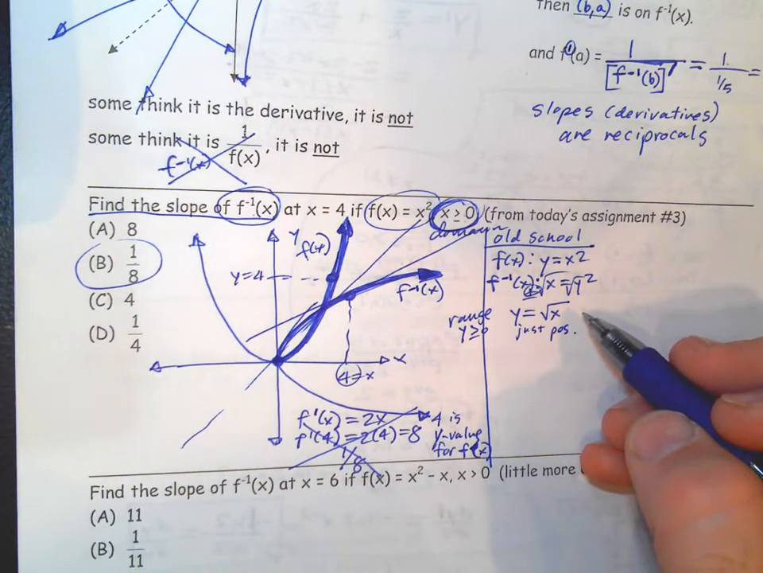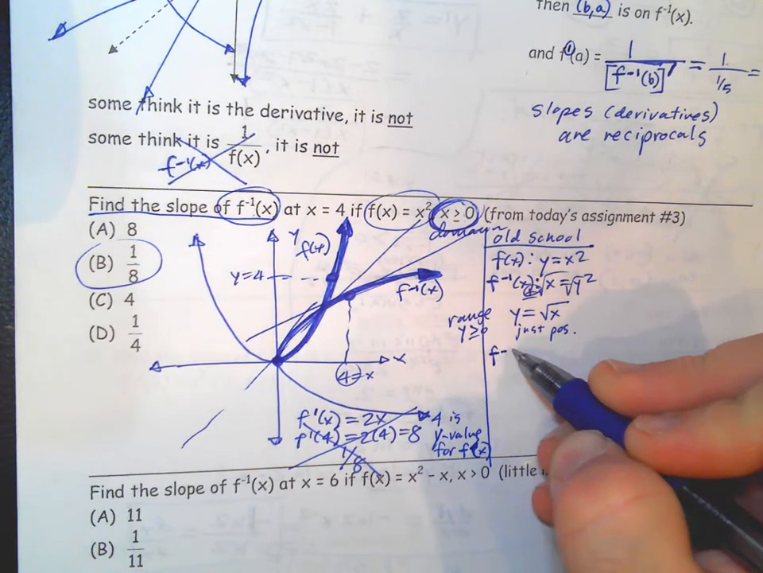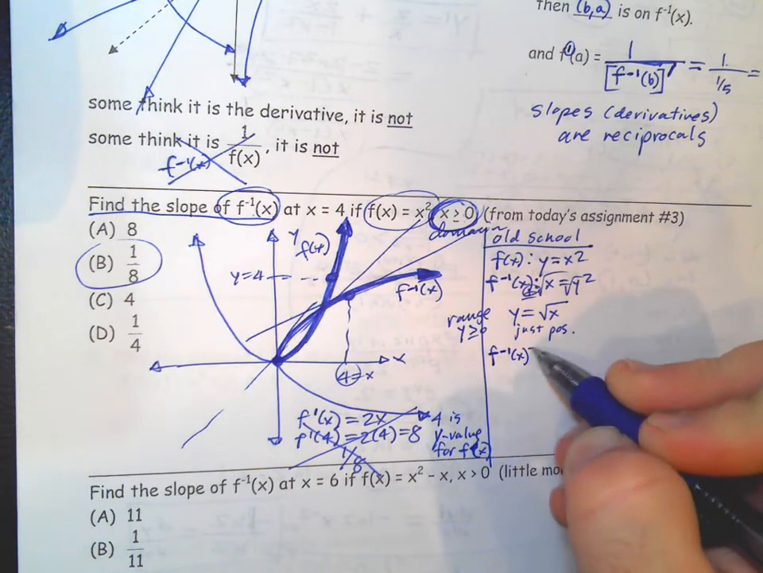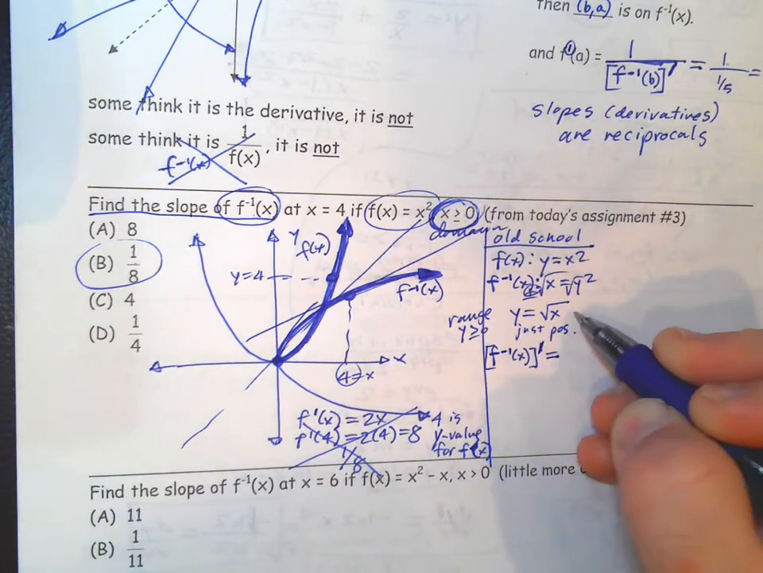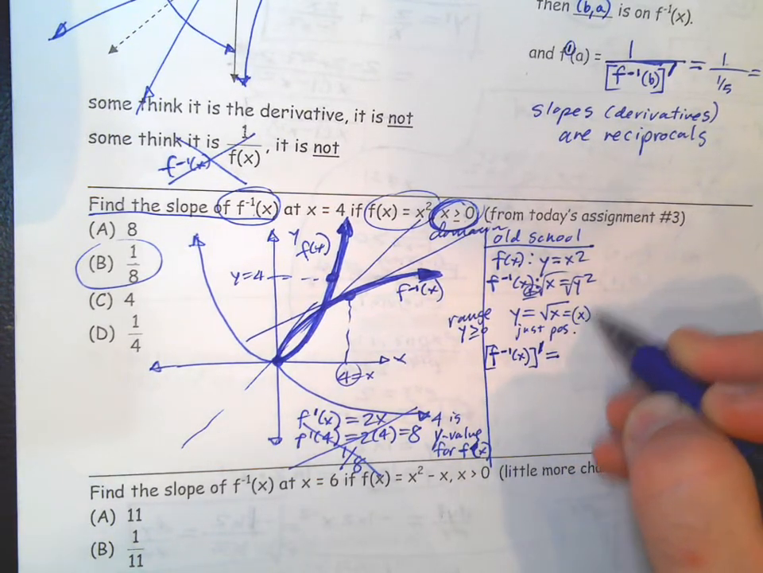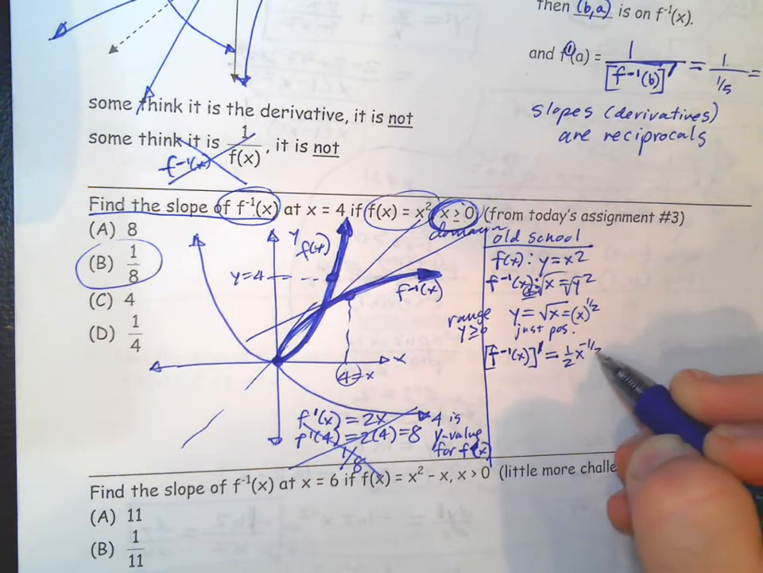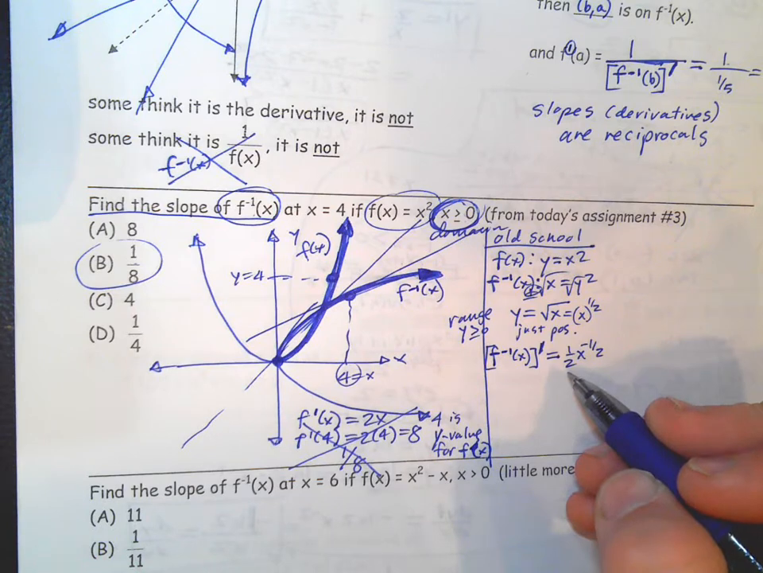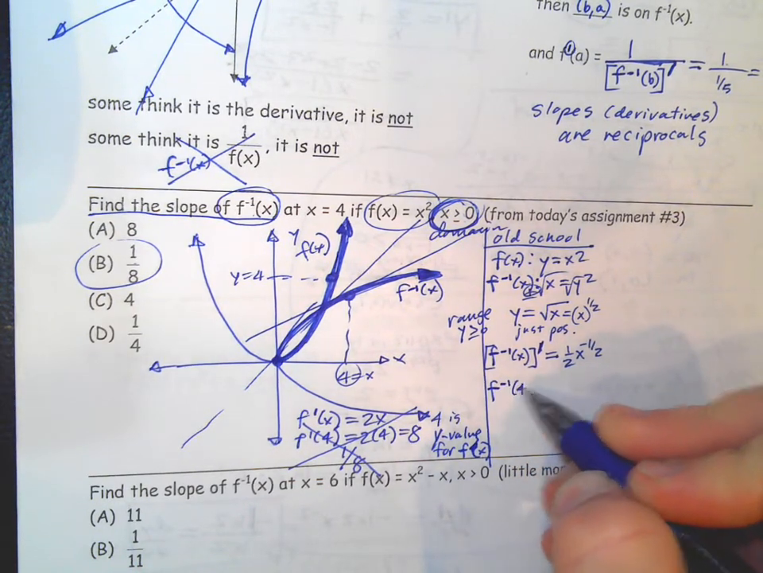Now, let's find the derivative of that. If you want to find the derivative of the inverse function, you have to get the inverse function first. So this is the same thing as x to the 1/2. The derivative is going to be 1/2 x to the negative 1/2, right? And then we can go ahead and just plug 4 into this.